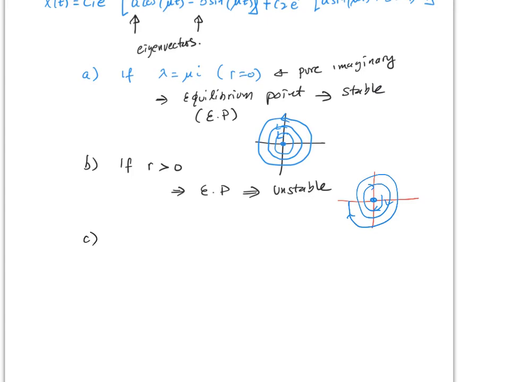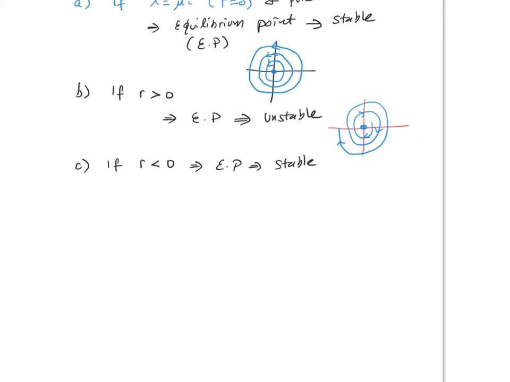The last case: if r is negative, then the equilibrium point now is going to be stable, and it's also going to be a spiral, but this one is going to go inwards. So the spiral is going like this, but this time it is going in the opposite direction, going inside, and this is considered stable.